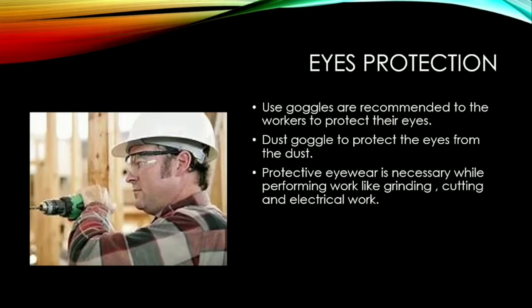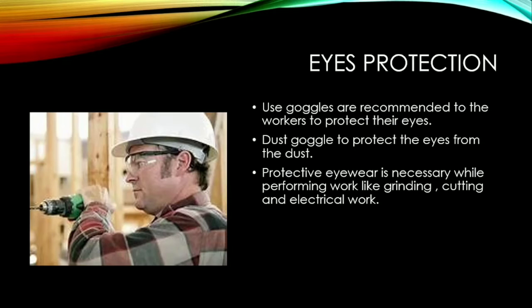Next, we go to eye protection. For eye protection, we use goggles recommended to the worker to protect their eyes. These goggles protect the eyes from dust. The second type of goggle is protective eyewear. Protective eyewear is necessary while performing work like grinding, cutting, and electrical work.